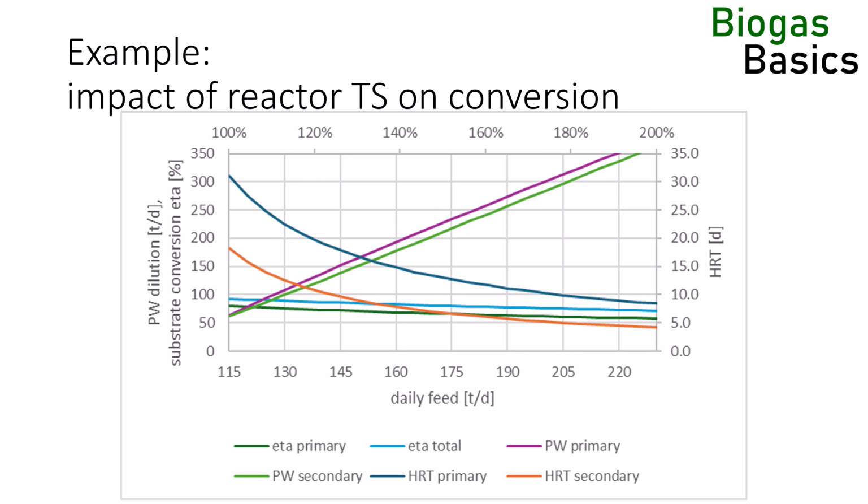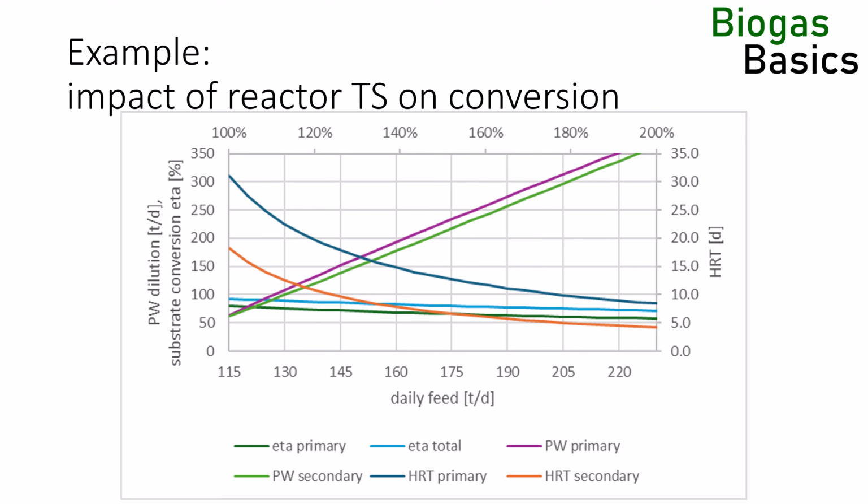Similar to the last two slides, this plot shows the hydraulic residence times and the conversion factors as a function of the daily feed amount. The plot also shows the dilution process water demand, in purple for the primary and in green for the secondary. In the previous example, the daily feed was 115 tons per day, or 100% in the upper abscissa, and the residence time was 31.1 days.